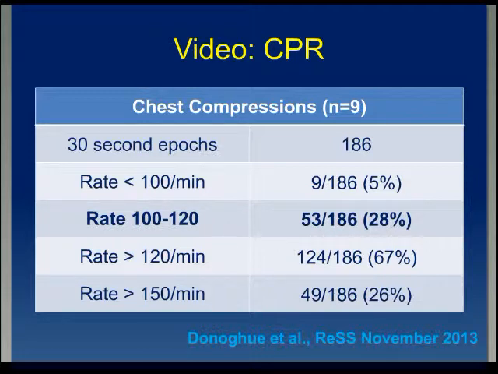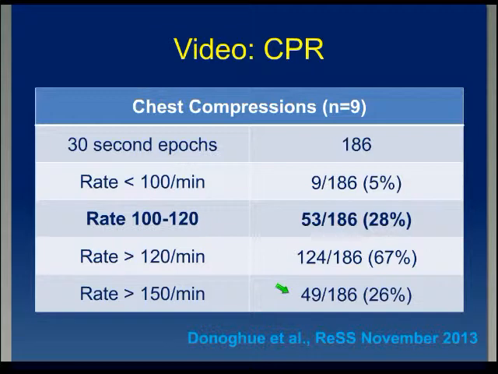And you see here that this is going to be presented in November at the Resuscitation Science Symposium. This is just a set of about 9 kids where we had a total of 186 30-second segments of chest compressions. And you see here that the target rate of 100 to 120 compressions per minute was only achieved about 28% of the time. But importantly, when you look at the other groups of data here, slow compressions were very uncommon. Fast compressions, in excess of 120 or 150 per minute, were quite common.